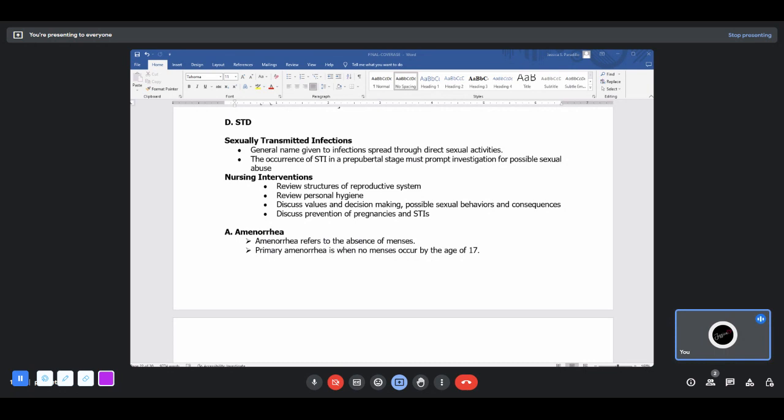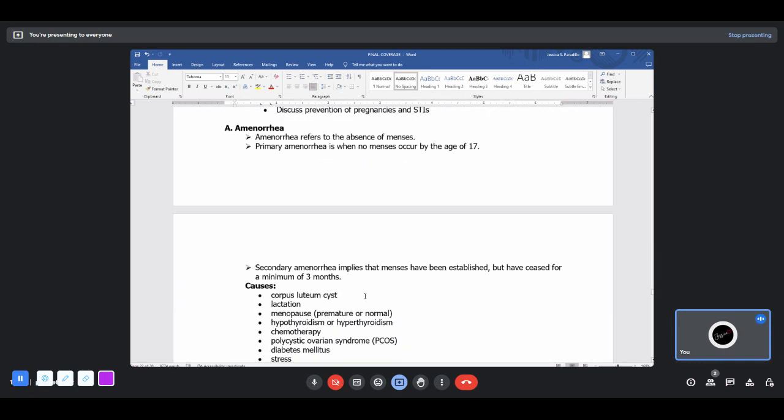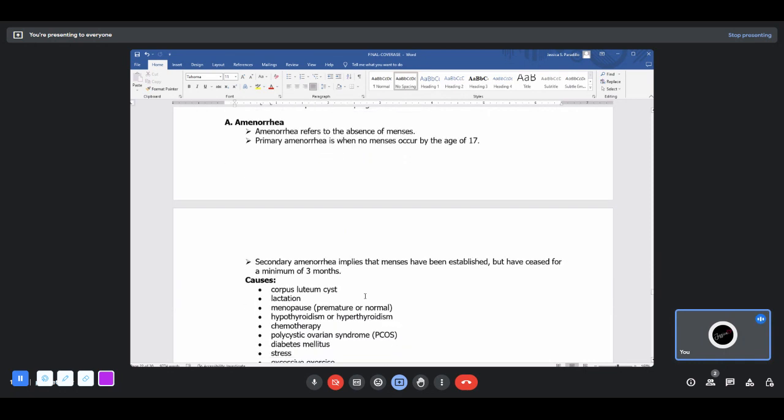Okay? So, next topic is amenorrhea. Okay, amenorrhea refers to the absence of menses, di ba? A is absence, menorrhea is menses. Okay? We have primary and secondary amenorrhea. When we talk about primary amenorrhea, it is when no menses occur by the age of 17. Okay? Wala talaga siyang mens. Yan yung primary.